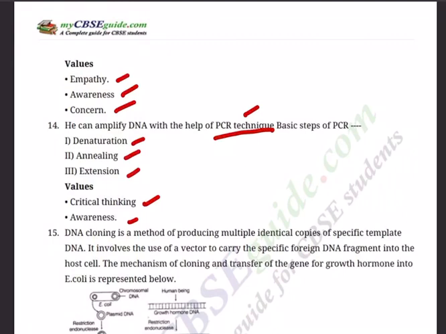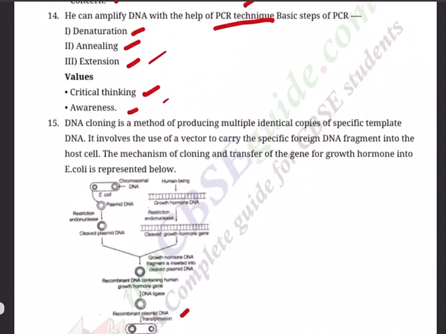Question 14. He can amplify DNA. Of course, the inspector got only some little hairs, and the DNA available from the hairs will be little. The amount of DNA that is available at the crime scene can be enhanced, amplified with the help of a technique called PCR. In this polymerase chain reaction technique, 3 steps will be there: denaturation, annealing, and extension. What are the values that the inspector is displaying? Critical thinking and awareness.